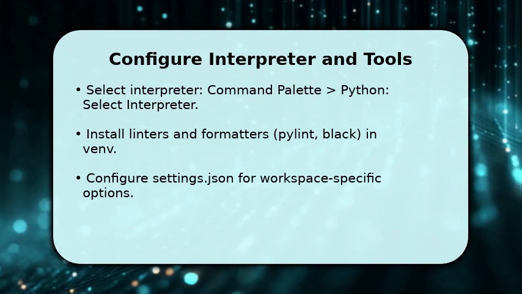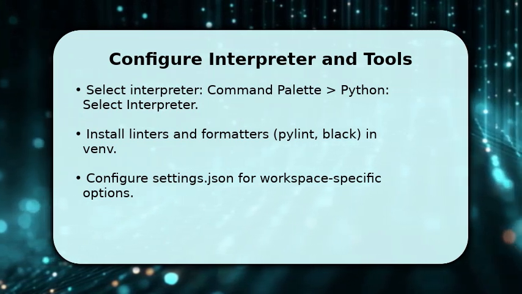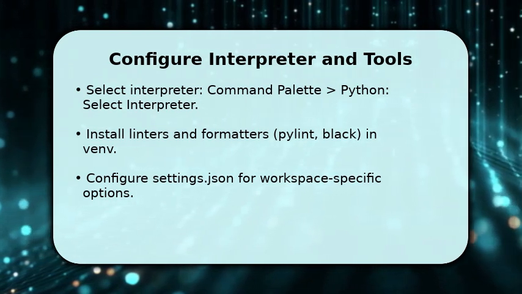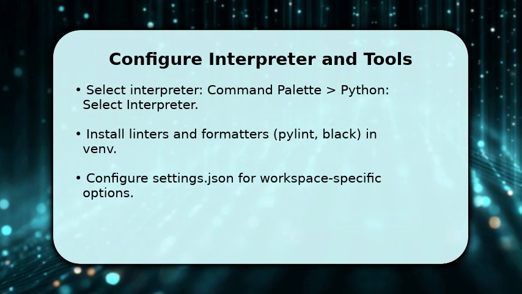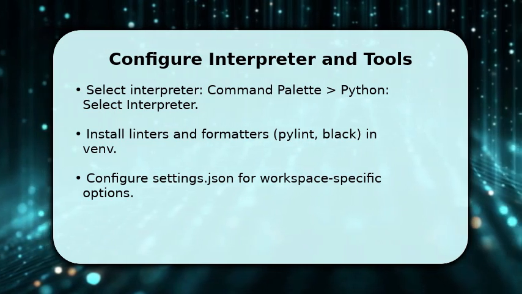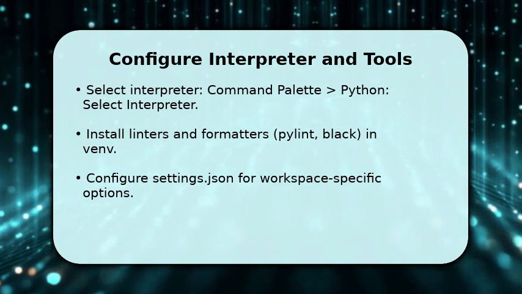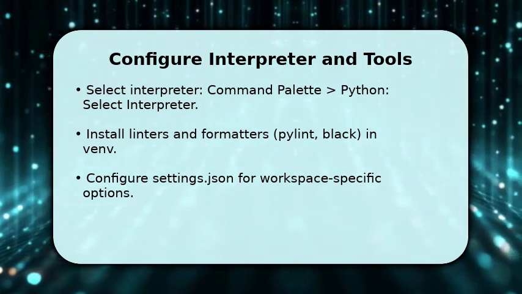and formatting run automatically. Once configured, edit .vscode/settings.json to pin rules for this workspace, like format on save or specific linting severity. These steps ensure consistent behavior across machines and make debugging and testing predictable.